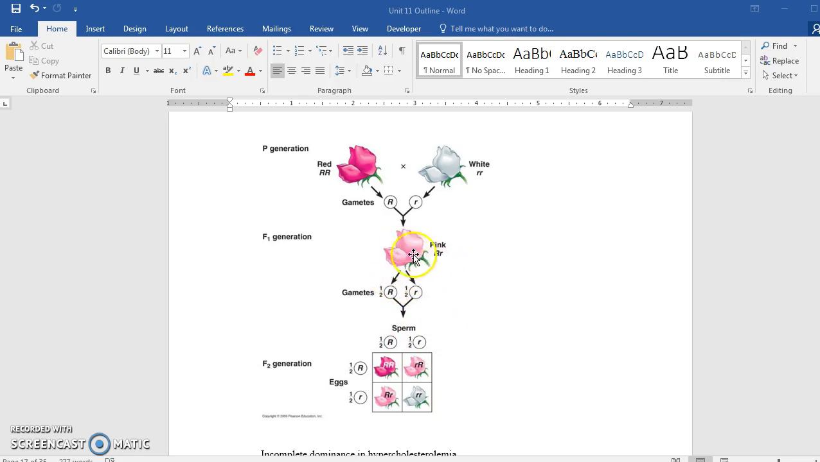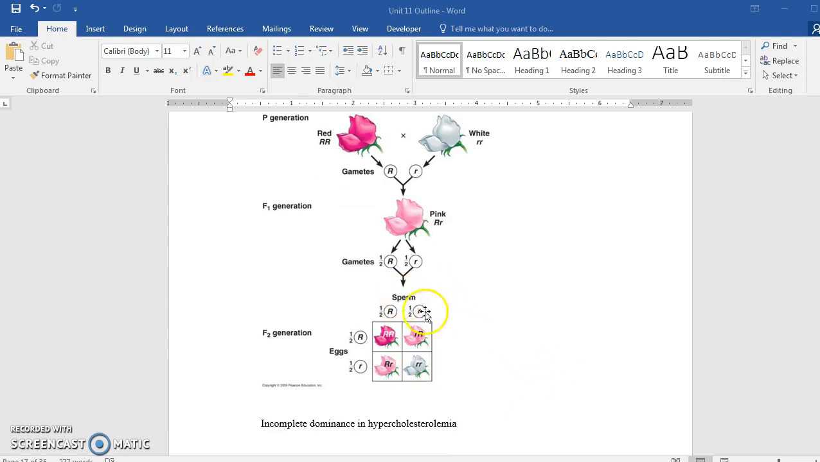So you self-fertilize this hybrid pink, and you would get 1 red, 2 pink, and 1 white from the offspring. And again, you can multiply those fractions, and you'll see that you get the same thing that you get with a Punnett square, some people call it these square matrices.